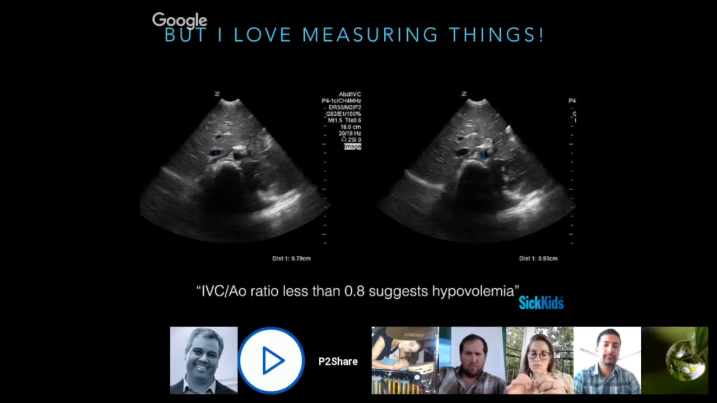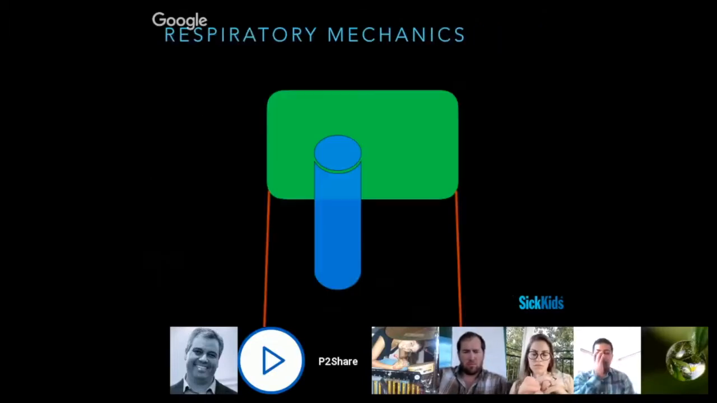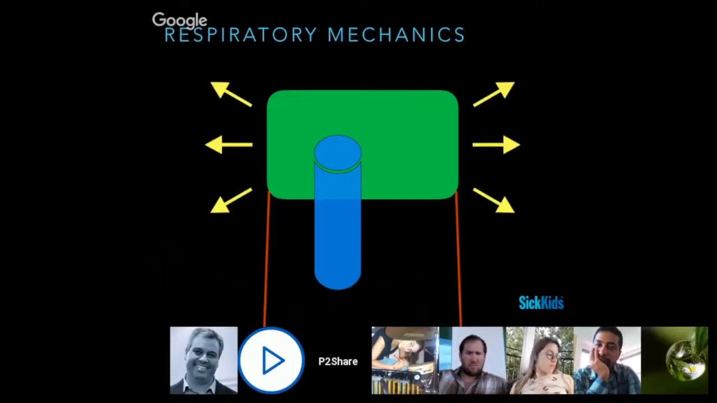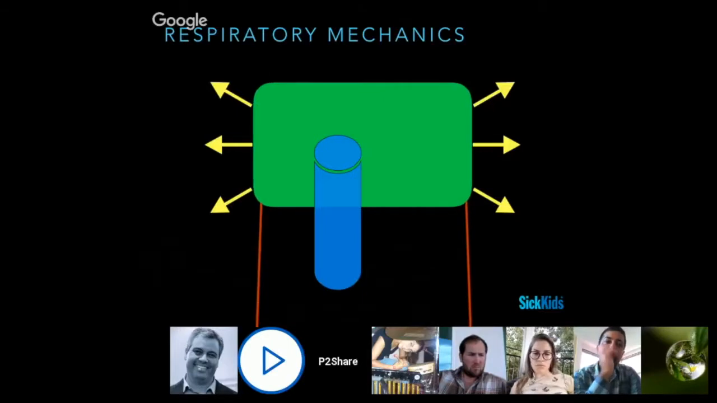Why isn't it just that there's this cutoff we can set? And it probably has a lot to do with the next slide, which is on respiratory mechanics. So a lot of our patients have more than just dehydration issues. They have breathing issues. And so as they breathe, they do what? They create this negative intrathoracic pressure.